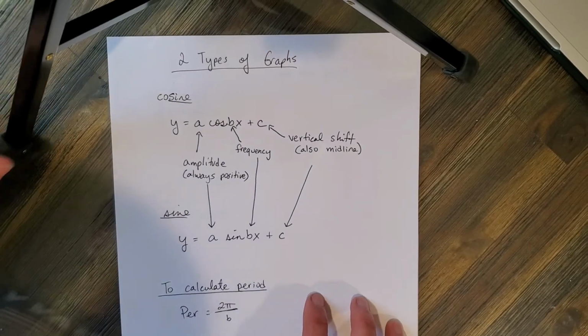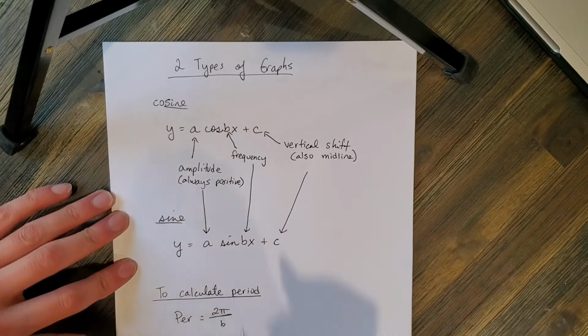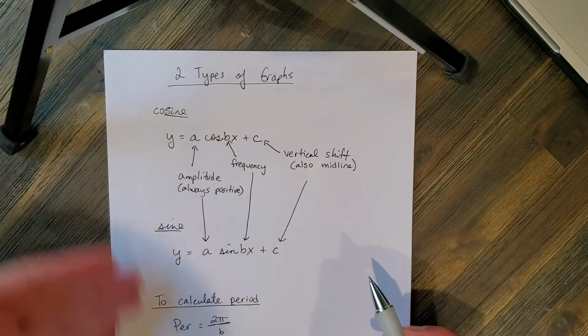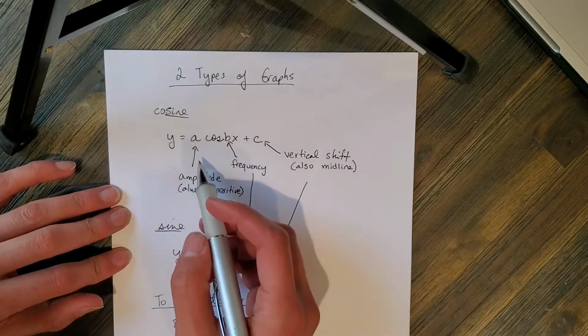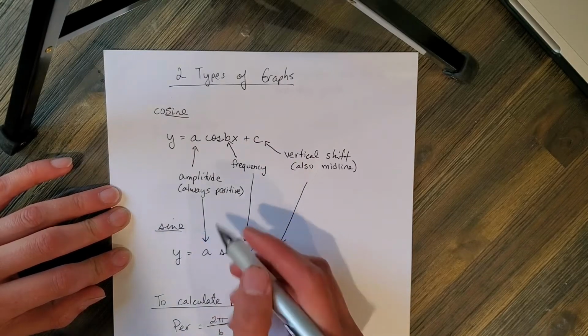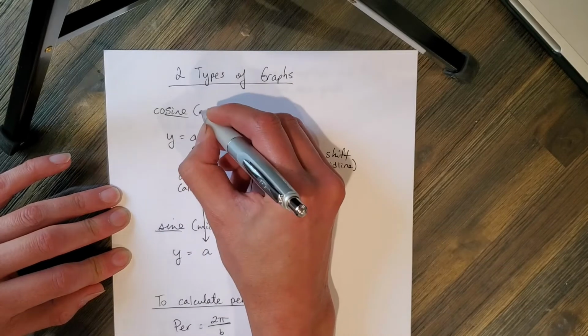All right, guys. So now let's get into the actual graphing it when given an equation. We have two types of graphs, the cosine and the sine, and they're basically the same thing, except remember one of them starts at the top at the maximum, and the other one starts at the midline. I'll just write that right here. This one starts at the midline, and this one starts at the maximum.